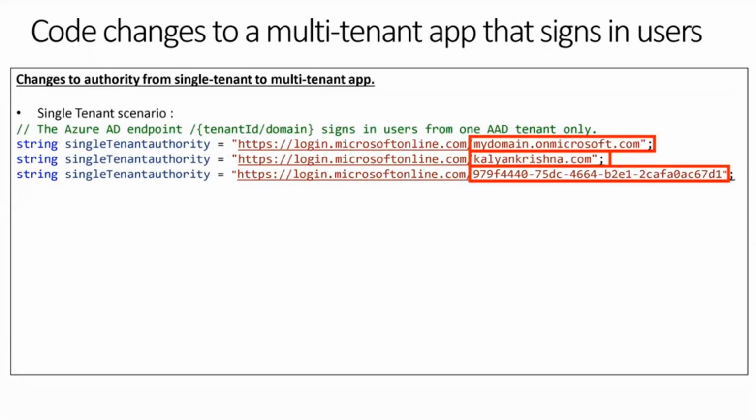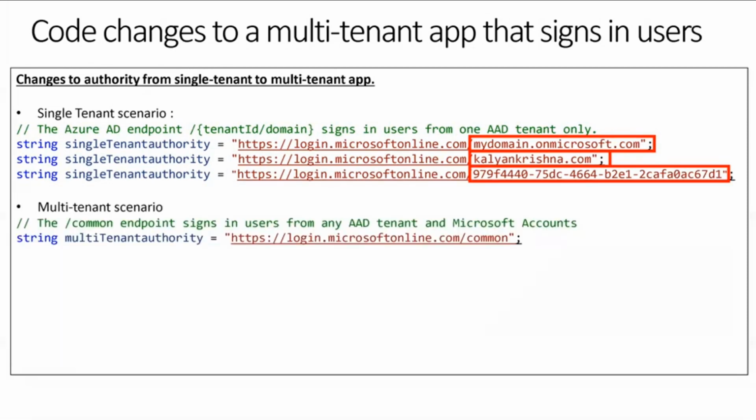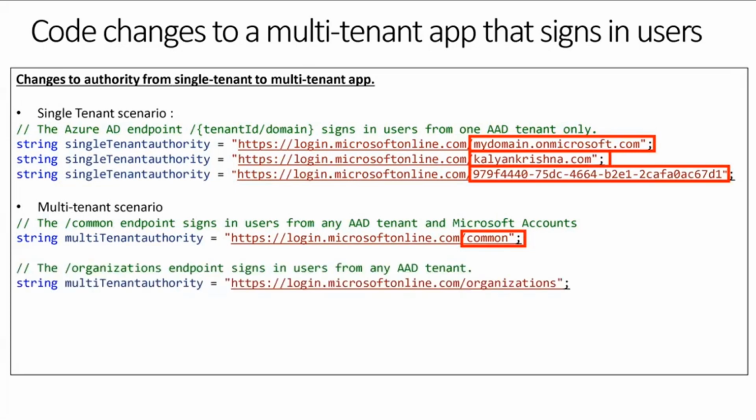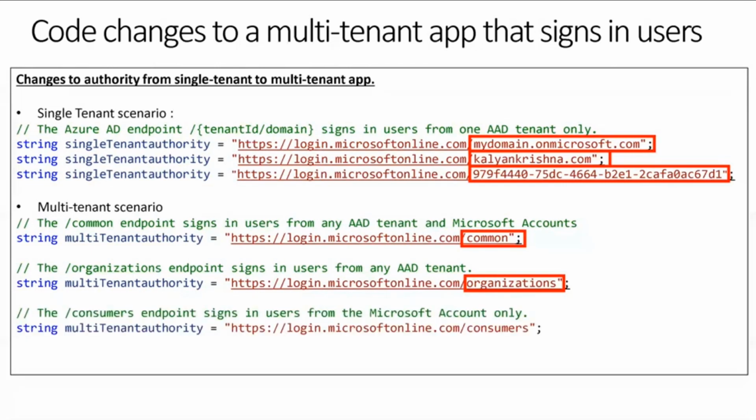When you want to enable your applications for signing in users coming from any Azure AD tenant, you have to use one of three endpoints. One is called the common endpoint, which is the most popular one, and it allows you to sign in users from any Azure AD tenant and users from Microsoft accounts if you have enabled your app for that. If you want to only sign in users from any AAD tenant, but not Microsoft accounts, you can choose organizations. If you want to sign in users from Microsoft accounts only, which is a rare case but sometimes does happen, then you use the consumers endpoint.